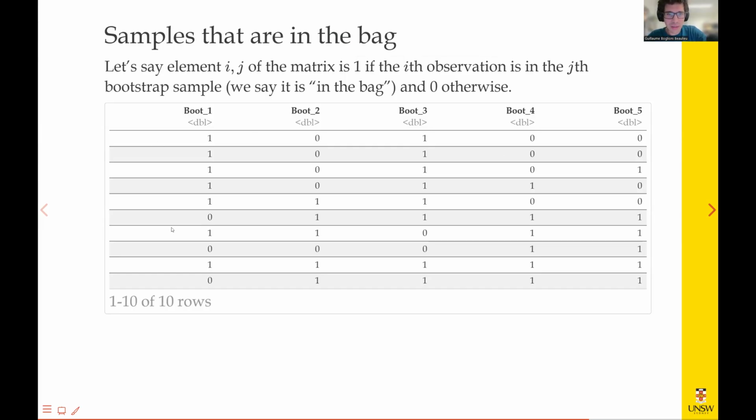The rows here represent the unique observations of the initial data set, and the columns represent the bootstrap data sets. So we're simply saying, the first observation has a 1 because it is in the first bootstrap sample. It is not in the second, it is in the third, it is not in the fourth, and so on. Again, the second row means the second observation of the initial data set. It is in the first bootstrap sample, but not in the second, it is in the third, and so on. The central idea here is that from the initial data set, each observation will be in some of the bootstrap samples and not in some others.